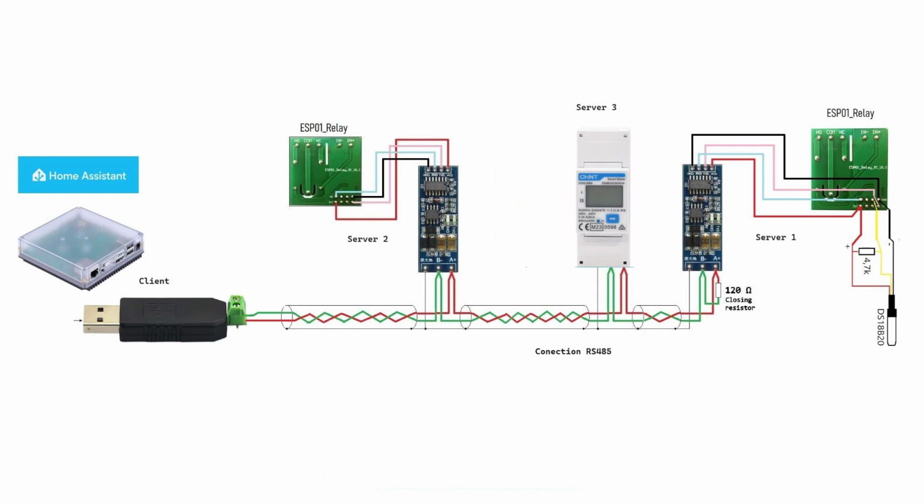In this video we will show how to configure HA to act as a Modbus client, configure the Modbus parameters, read registers from the device, and the most complicated thing is to send data to the servers.